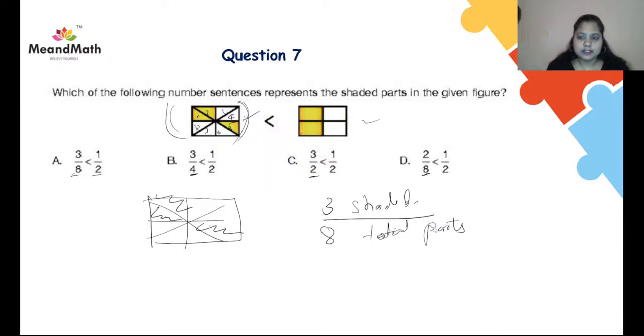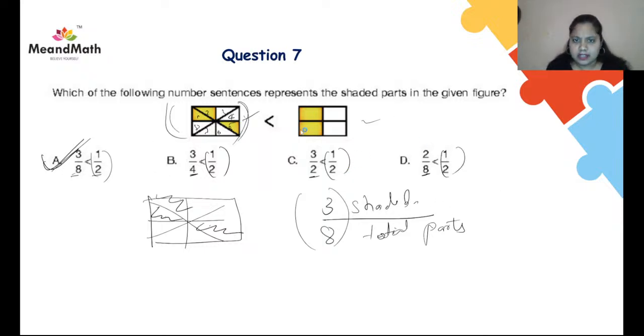So the fraction for the left figure is 3 by 8. Can you check in any figure we can find 3 by 8? Yes, option A has 3 by 8. So that clearly is the answer. Also, if you see, the right side of every option is equal, 1 by 2.